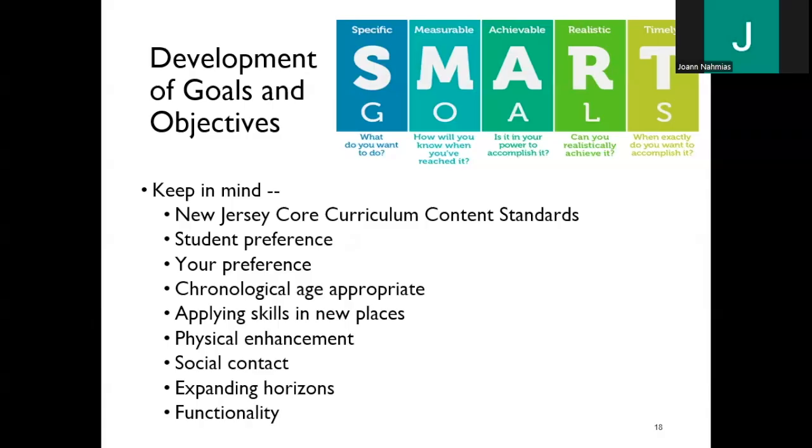And finally, we want to focus on functionality. Will this goal help the student be more independent, successful, or connected in their daily life? Keeping these factors in mind will help us write goals that are not only compliant, but truly student-centered and future-focused.